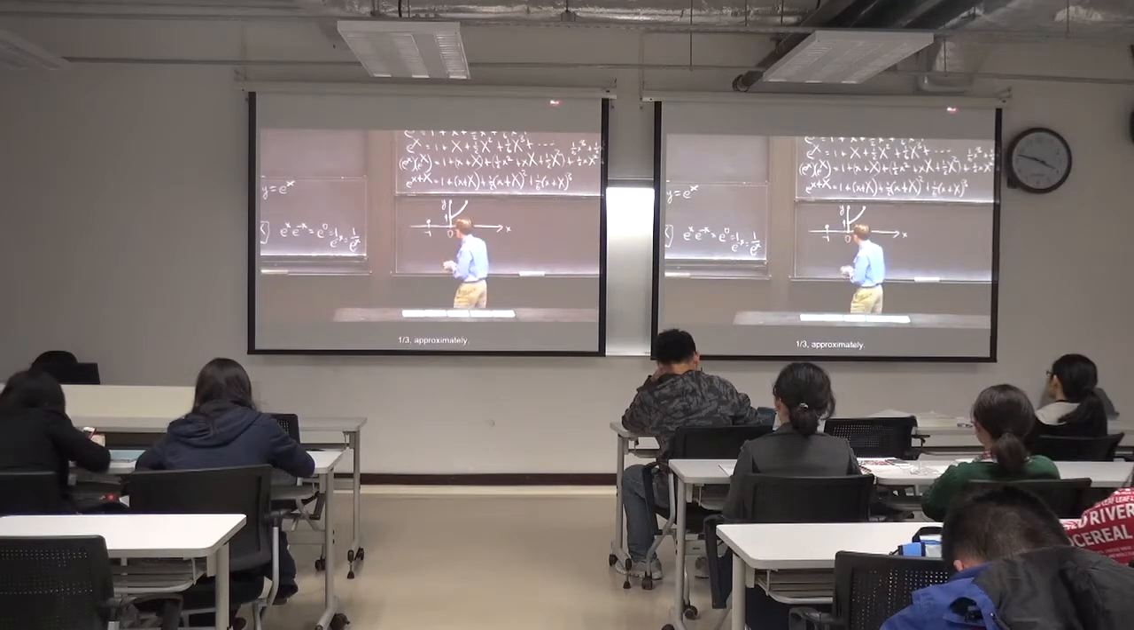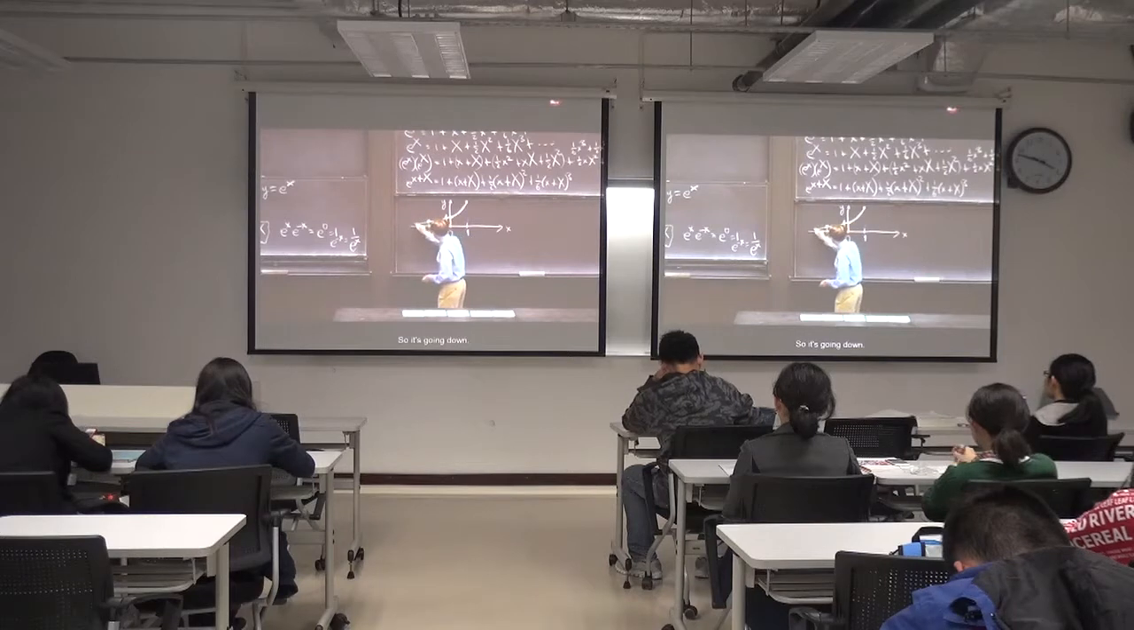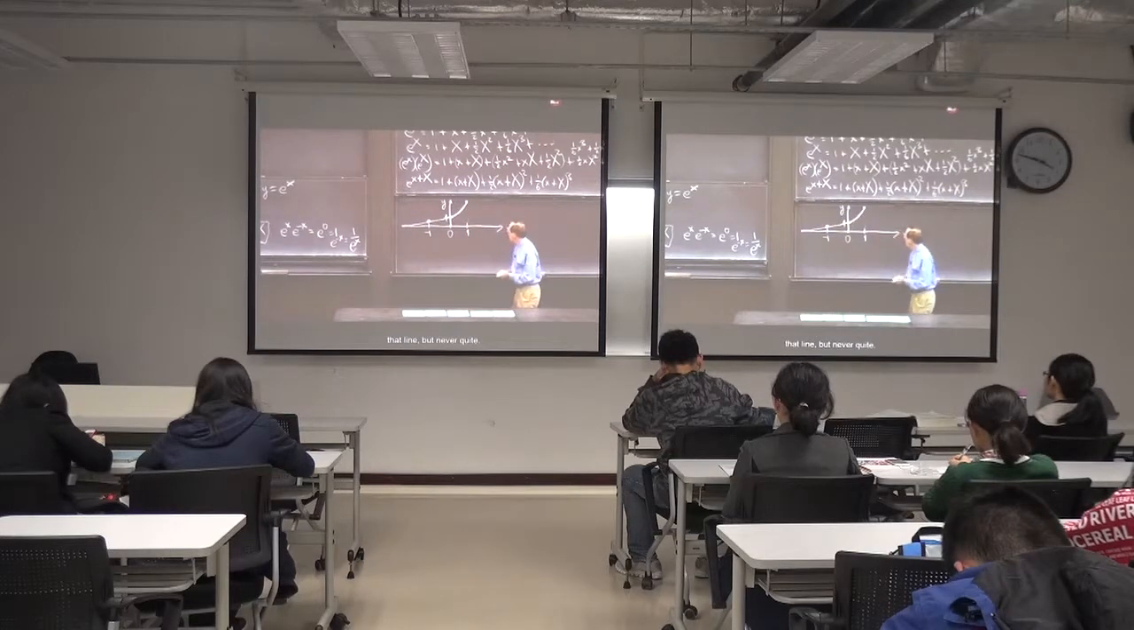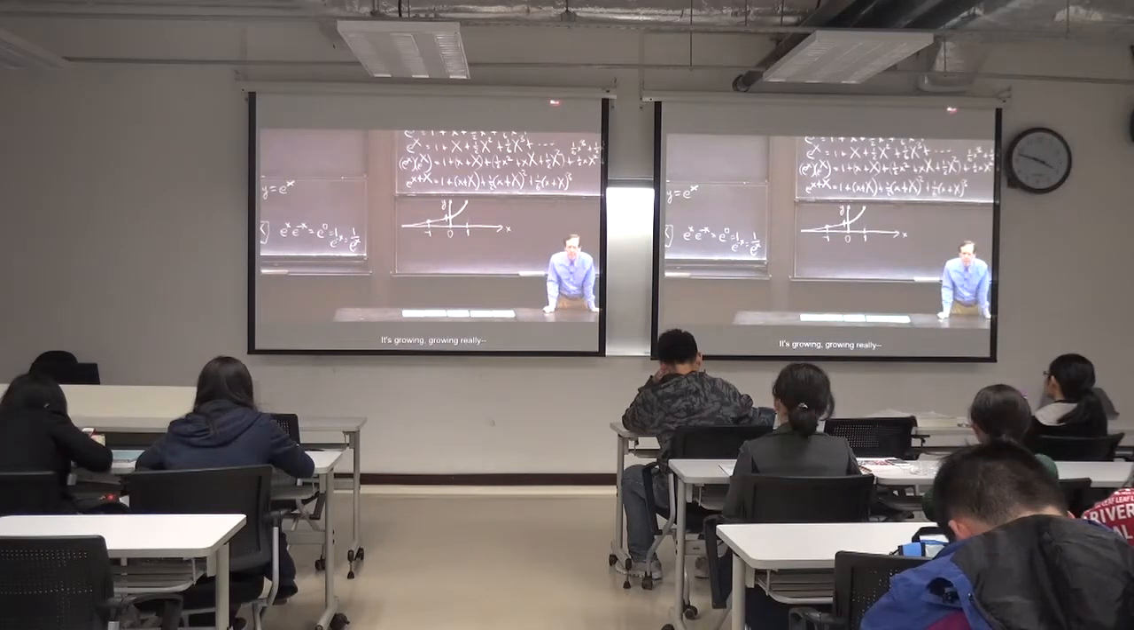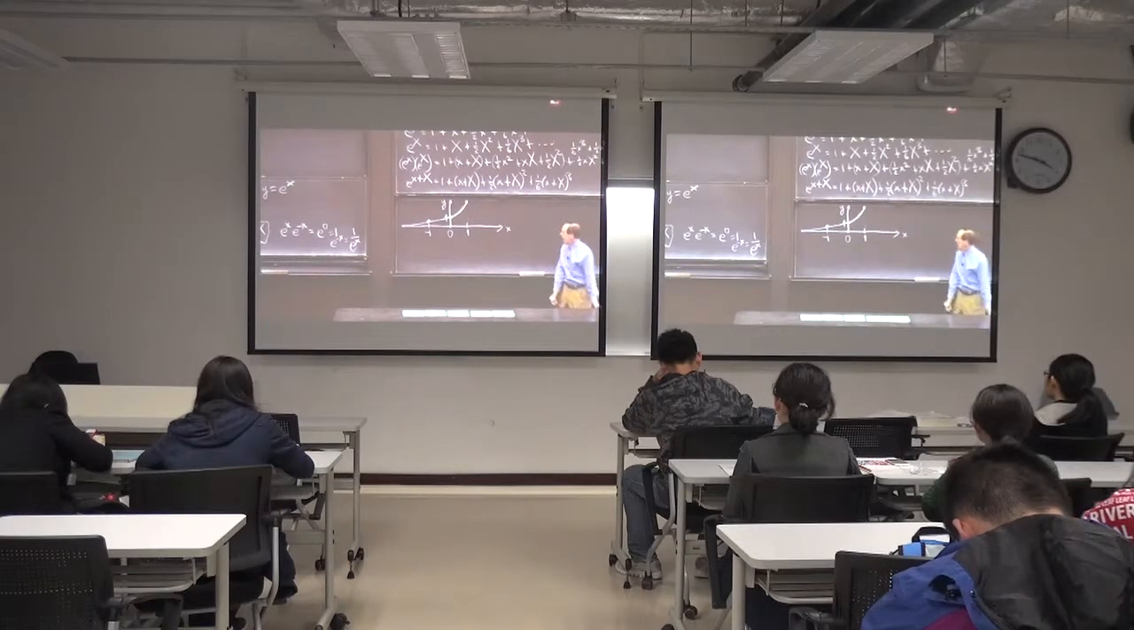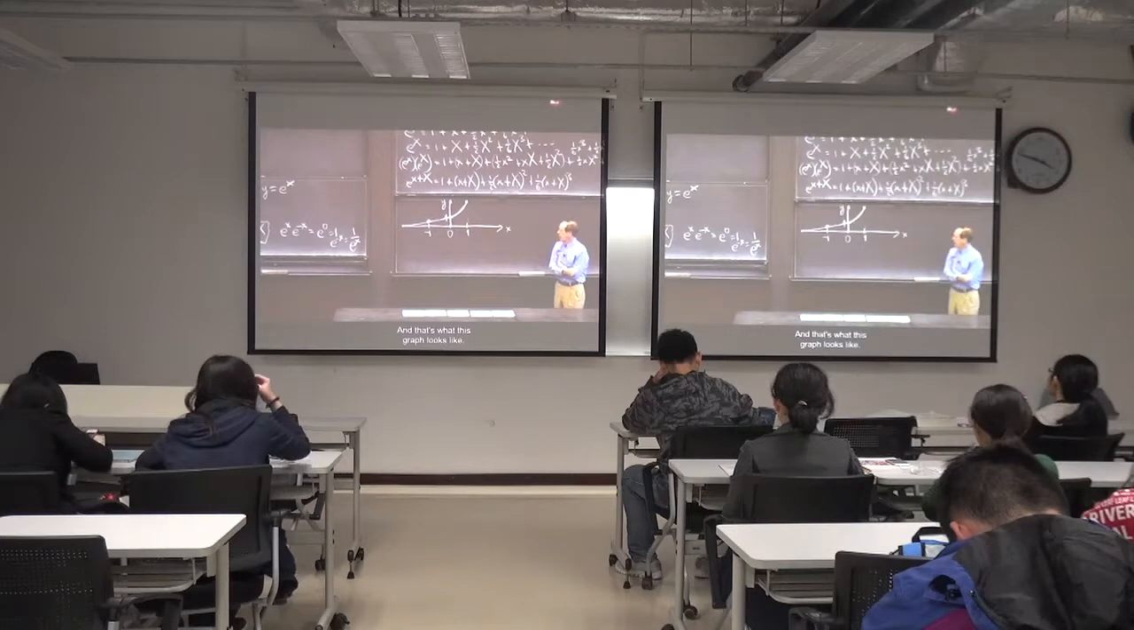1/3 approximately. So it's going down. In this way, it's decaying very fast. It almost touches that line, but never quite. This way, it's climbing. It's growing really. Well, it's growing exponentially. And that's what its graph looks like.